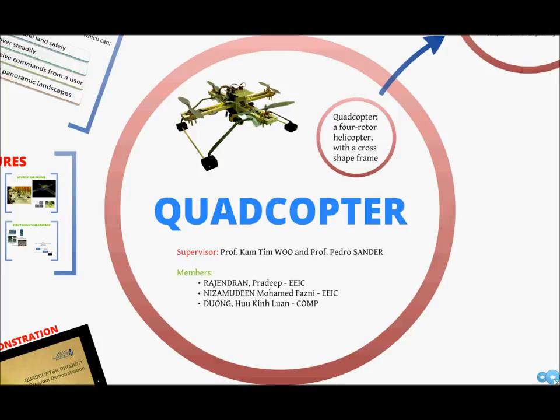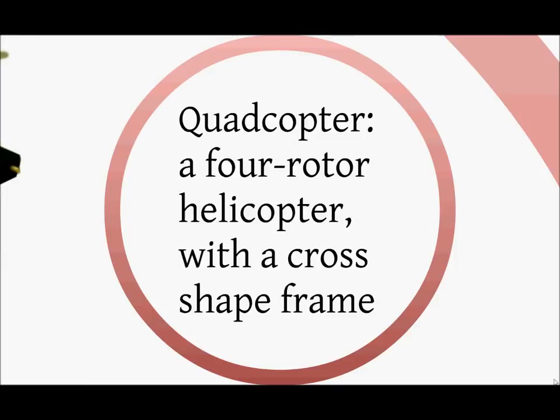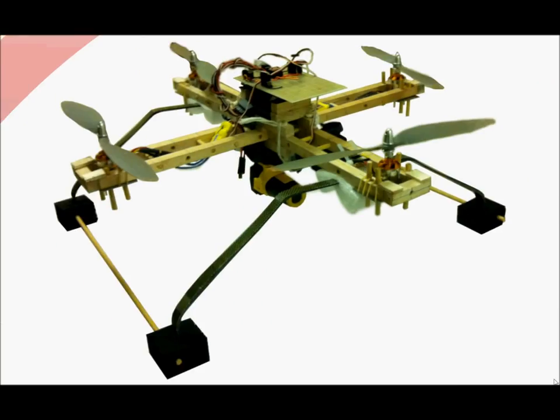A quadcopter is a four-rotor helicopter with a cross-shaped frame. Unlike a traditional helicopter, which usually has one main rotor in the middle to produce lift and one small tail rotor to counteract the torque, the quadcopter has four rotors of the same size. So this is our overall design.